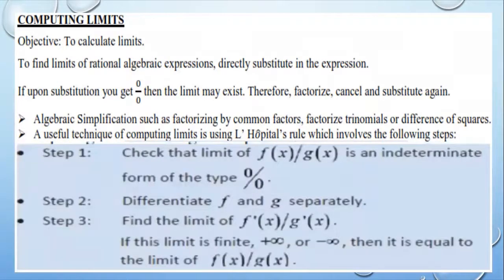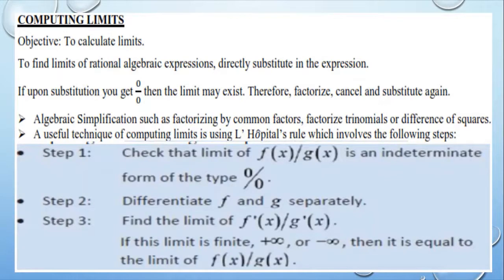Don't worry. Now step 1, let's see. When you check the limit, when you substitute directly, you will get 0/0. So as soon as you get 0/0, you differentiate the numerator and the denominator. That's step 2.